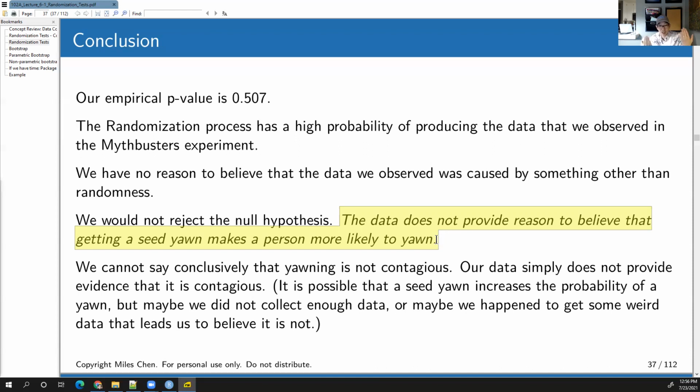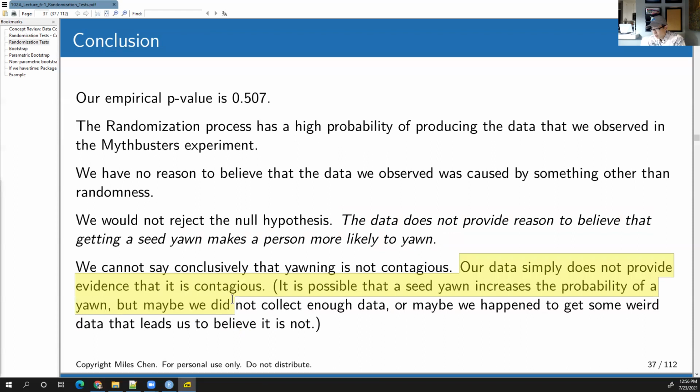You got a difference of 29 versus 25%. That difference is not big enough to really convince anyone. So we can't conclusively say that yawning is not contagious, but we're just saying our data is not providing the evidence that it is contagious. In reality, it's possible that seeing a yawn does increase the probability of yawning, but maybe we didn't collect enough data, or maybe in the experiment we happened to get fewer people yawning. That could be possible, but as it stands, our p-value is 50%, which is much greater than, say, an alpha of 5%.